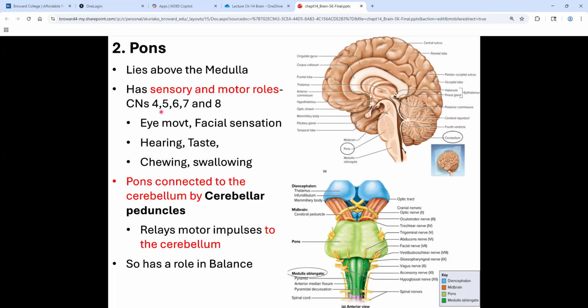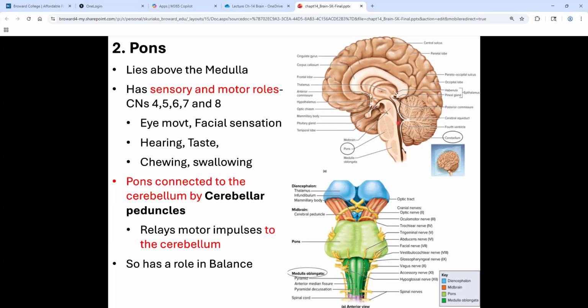So from here, you have cranial nerve 4, 5, 6, 7, and 8. So these are the nerves which control eye movement. It controls facial sensation, hearing, taste, chewing, swallowing. All these things happen because these cranial nerves are coming out of the pons.